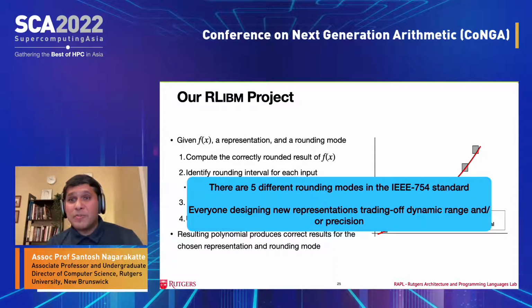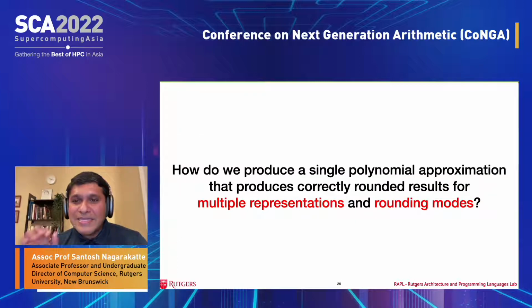And people are designing new representations. Posit is one example. There's bfloat16, and TensorFloat32 was just proposed. It's a 19-bit representation, from a couple of years ago. Then Microsoft has MSFP, which is a block floating point representation. Then there is FlexPoint from Intel. Everyone is designing new representations. So it's a great time to be thinking about numerics because performance matters, right? So our goal is, can we design a single polynomial approximation that produces correctly rounded results for multiple representations and multiple rounding modes? And we have been working on the RLIBM project for like 2 years.